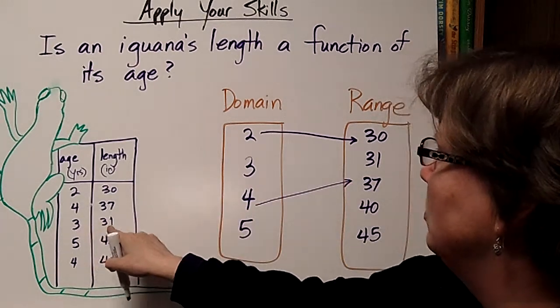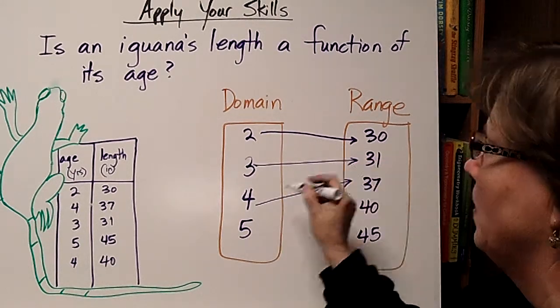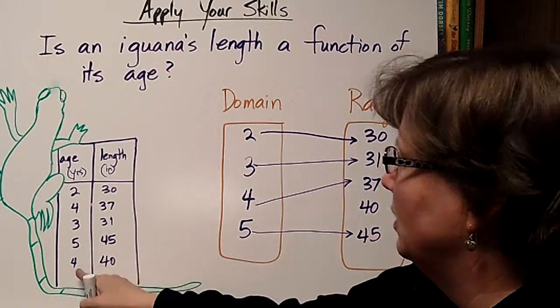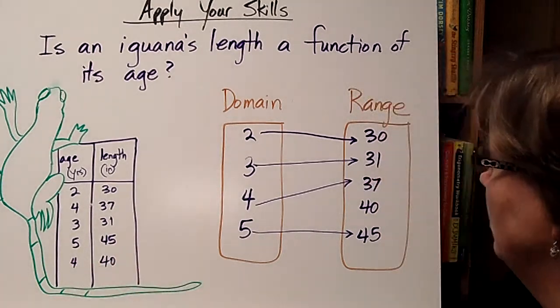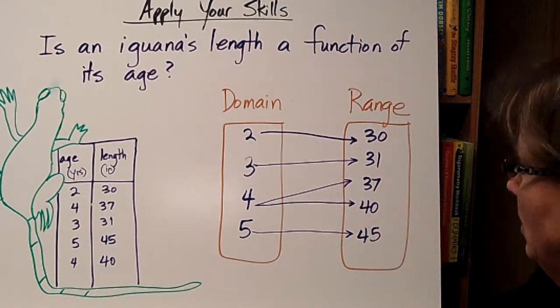This 3 goes to 31, which is straight across. 5, straight across to 45. And lastly, we have this value of 4, but it goes to a 40.